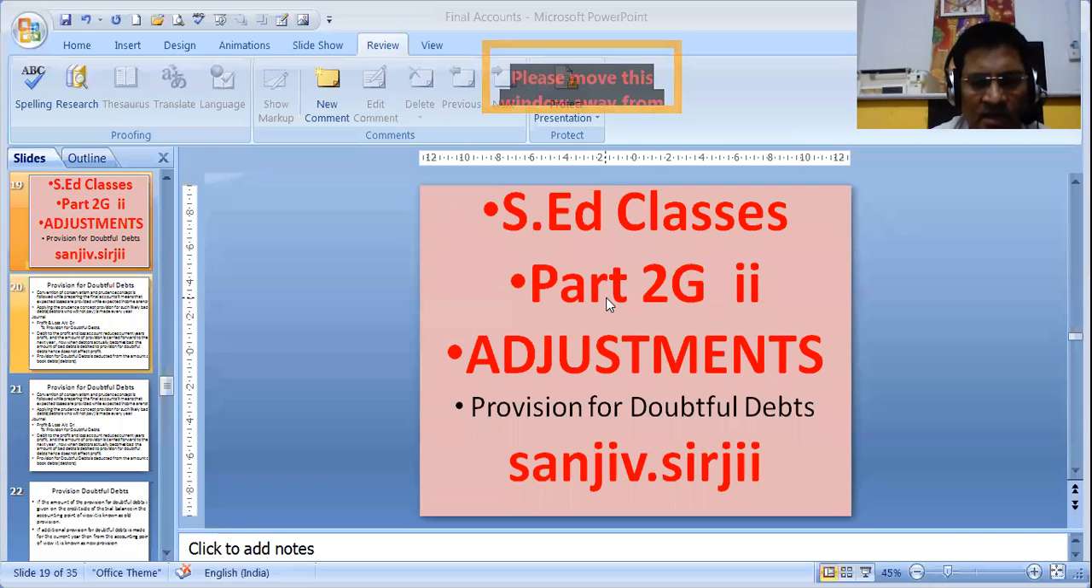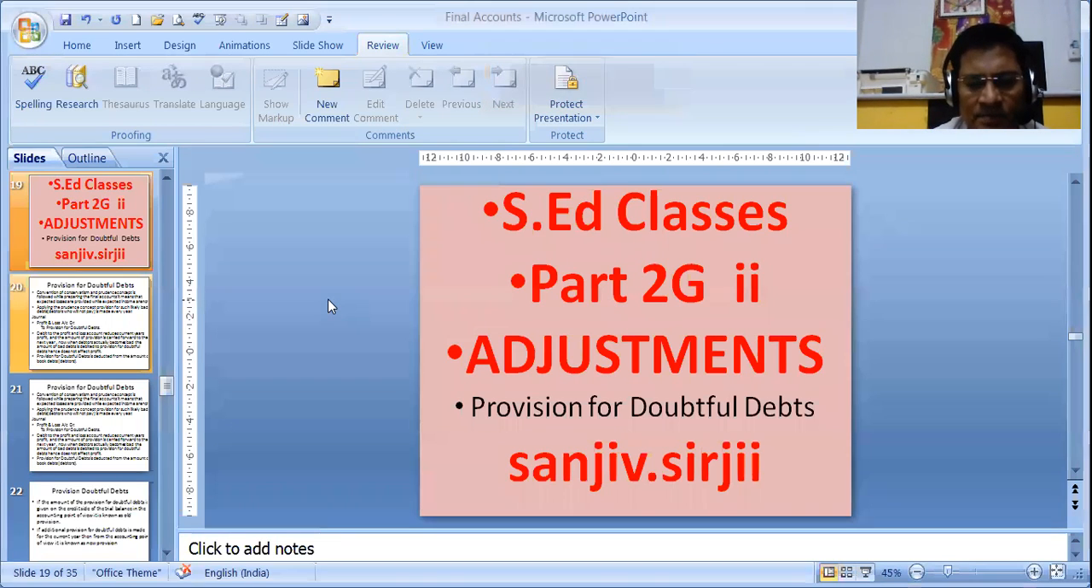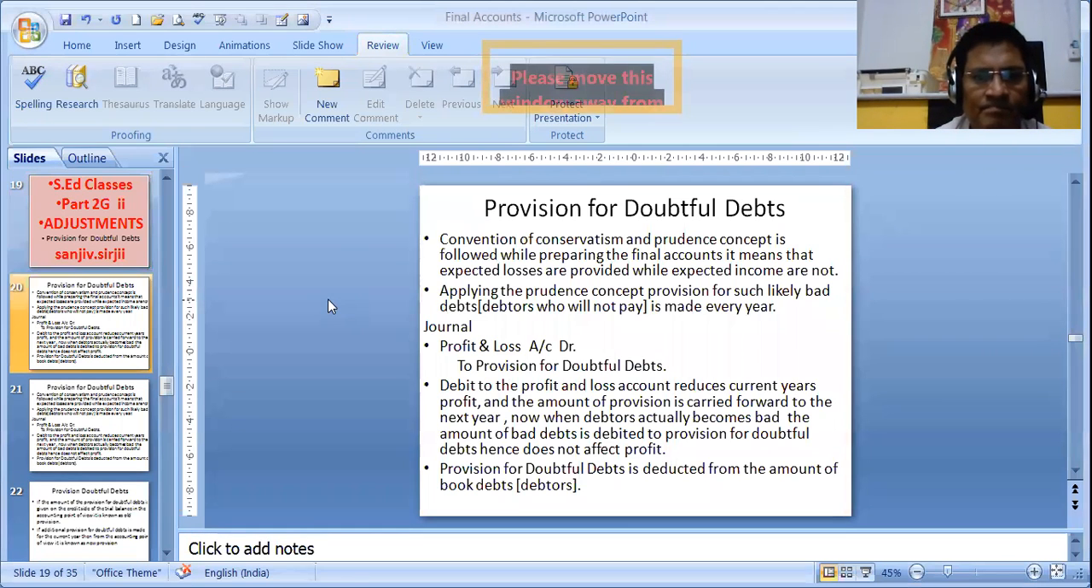Students, today's topic, bad debts, second part actually, is provision for doubtful debts. Let's understand this adjustment, provision for doubtful debts. The convention of conservatism and the prudence concept are followed while preparing the final accounts. It means that expected losses are provided for while expected income is not.